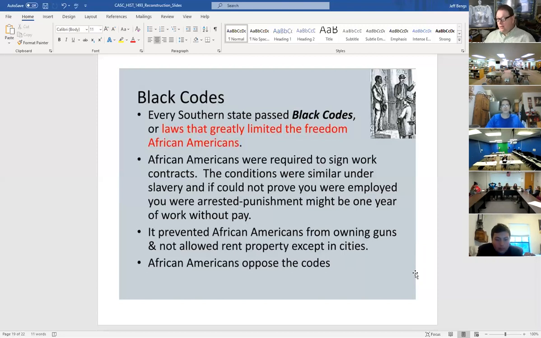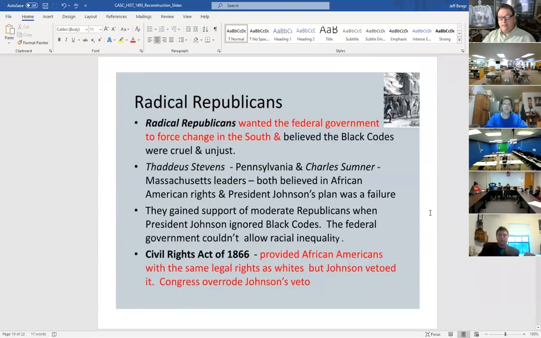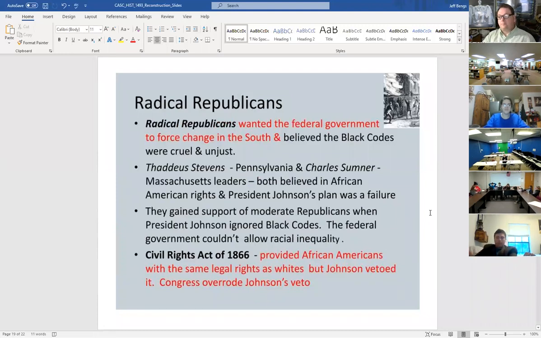African Americans could not own guns. They could not rent property except in big cities. So the Southern governments enacted these black codes to restrict African American freedom. So this was going on. Johnson's plan was pretty lenient also.